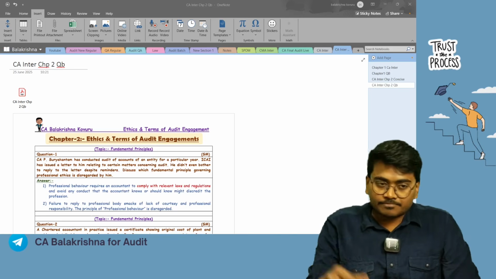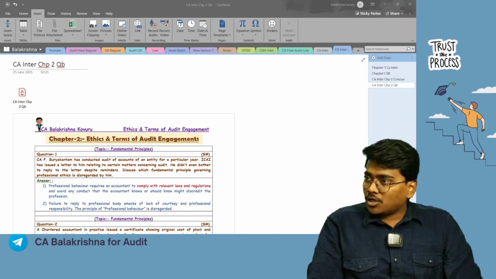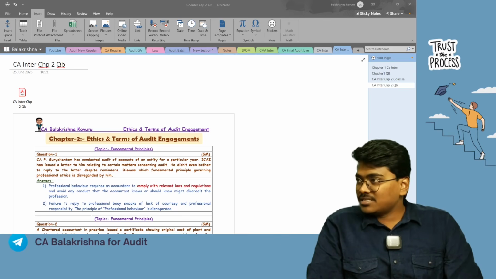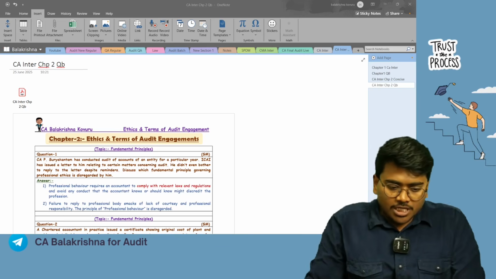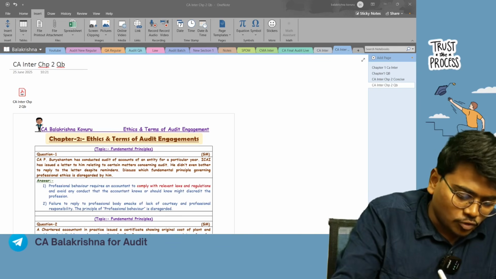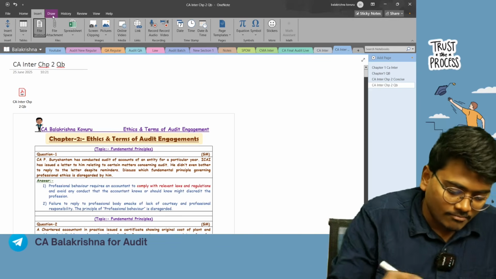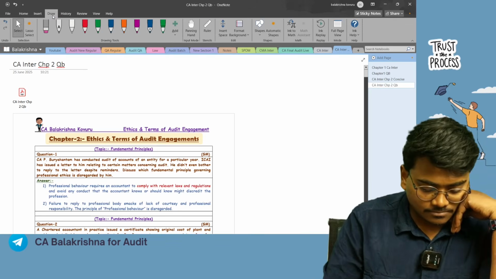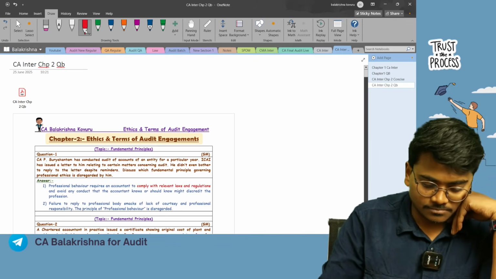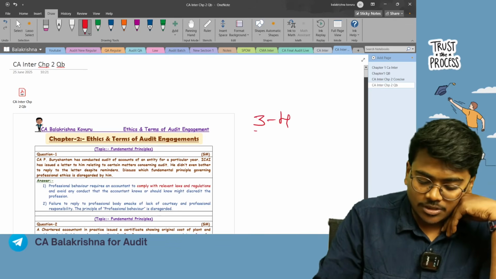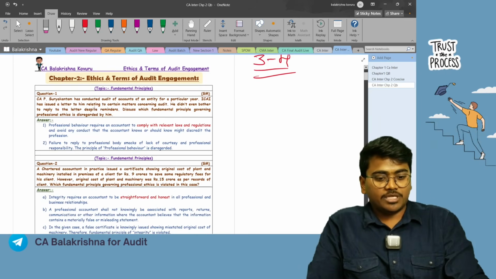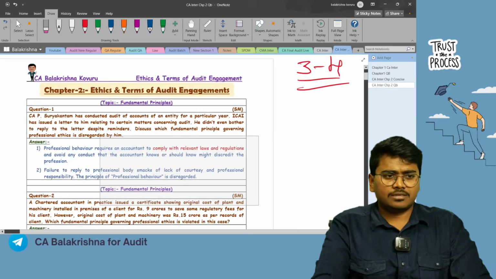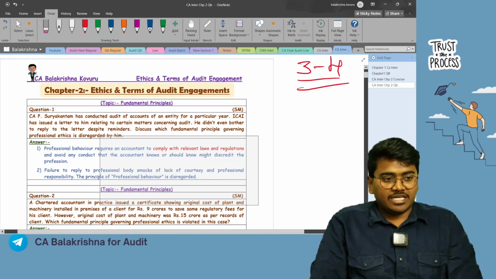Okay, yeah. So now in today's class we'll be starting with second chapter, and the weightage of this second chapter would be for 3 to 4 marks. Okay, 3 to 4 marks, and the name of this chapter would be ethics and terms of audit engagement.